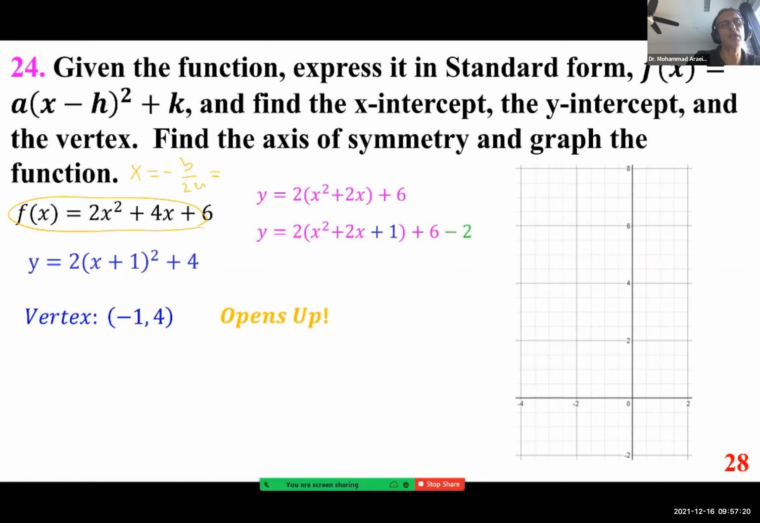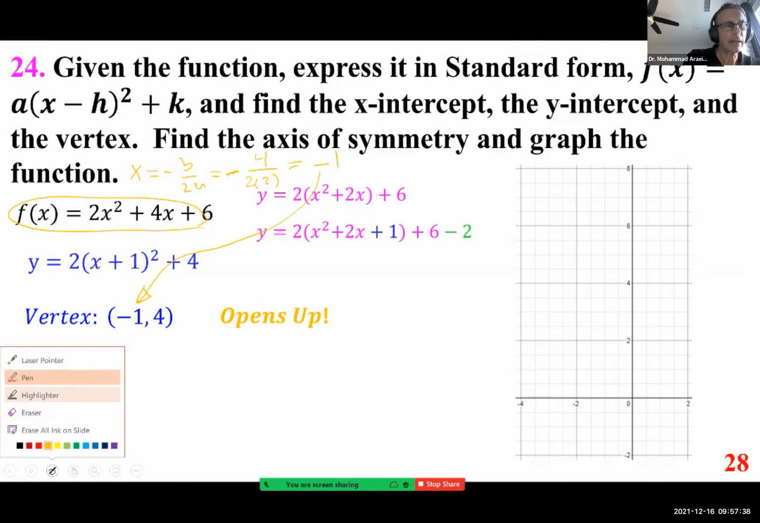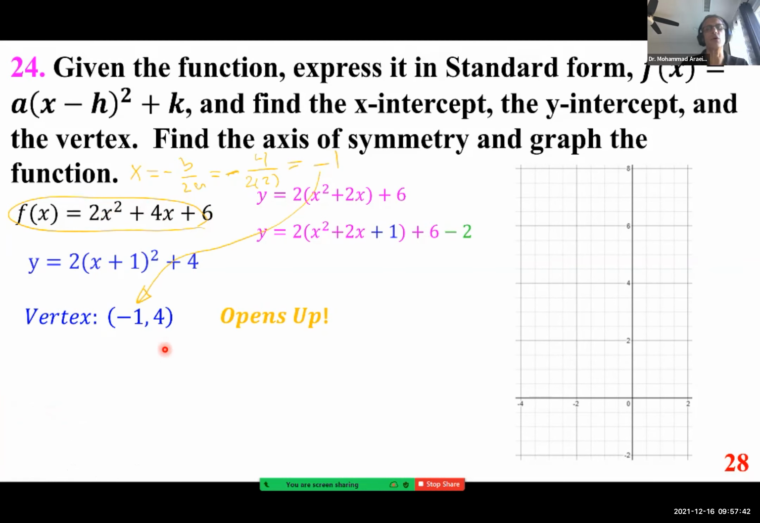The x coordinate is minus b, which is 4, over 2 times a, which makes it 4 with a negative in front, makes it -1. We could have done it that way. And then plug in -1 into this, and it gives you 4. I just wanted you to be exposed to both methods again, reminding you how we did that.